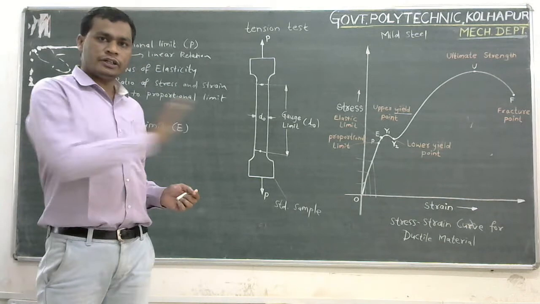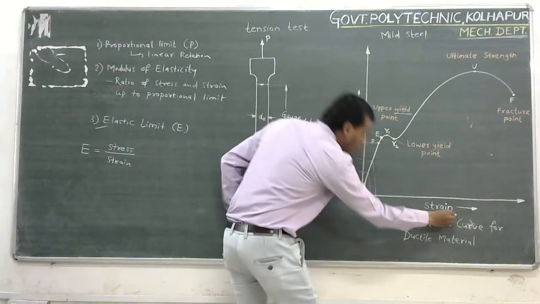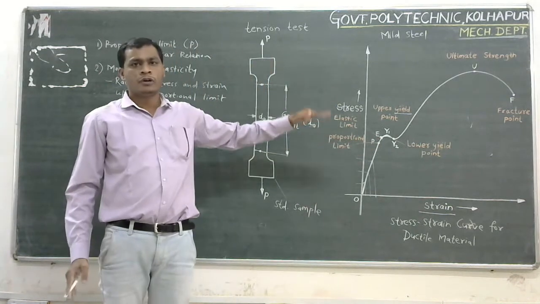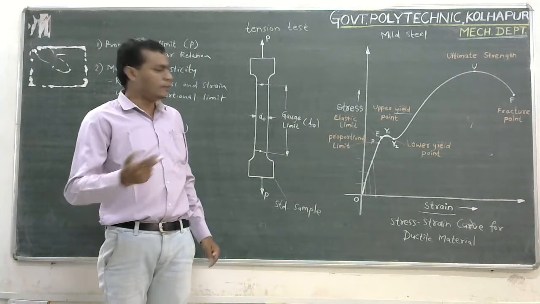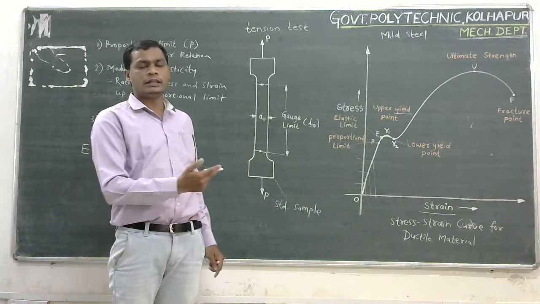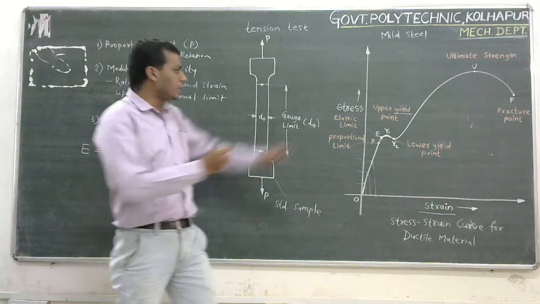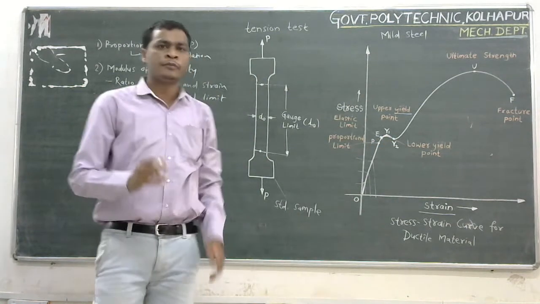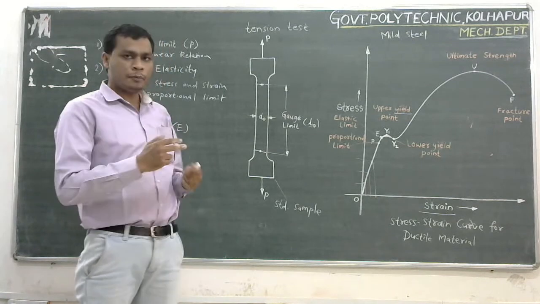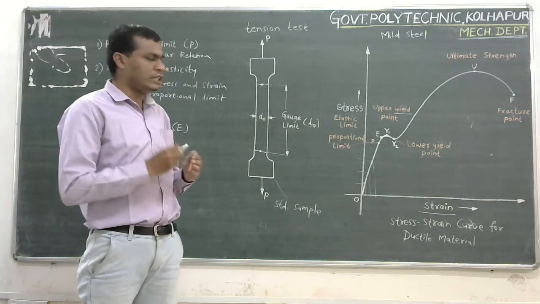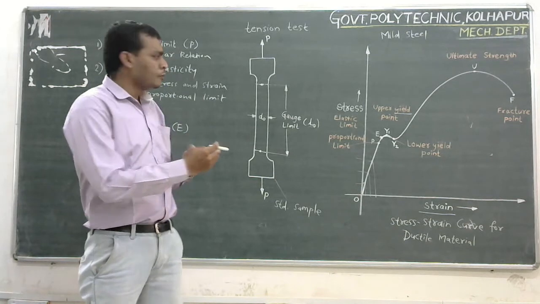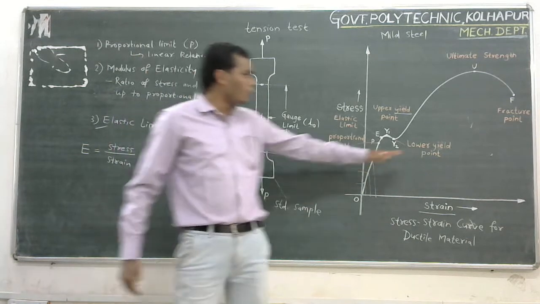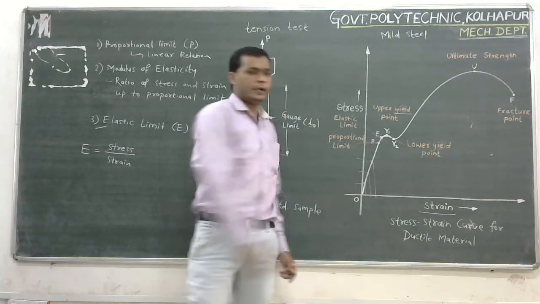But after point E, after the elastic limit, there is a marked increase in strain, but there is no increase in load. Or we can say that if the deformation increases without increase in load, then that is called yielding. So there are two yield points, upper yield point and lower yield point. This happens only in ductile material. After the elastic limit, yielding starts, and at the point of yielding there is a certain drop in load. That drop point is called the lower yield point, and the higher point is called the upper yield point.